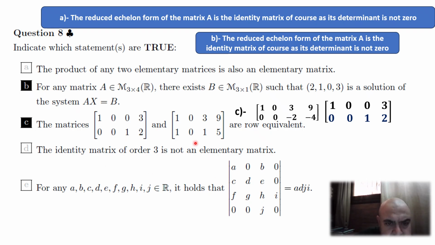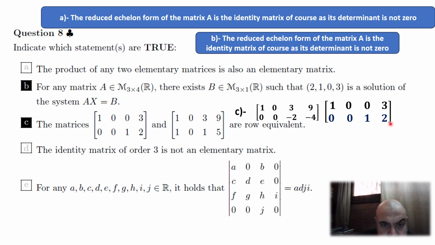For question number C, the matrices with rows (1, 0, 0, 3) and (0, 0, 1, 2), and the matrix with rows (1, 0, 3, 9), (1, 0, 1, 5) are row equivalent. In order to check this, try to get the reduced echelon form for both of them. If it is the same, they will be equivalent. I remark that the first matrix is in reduced echelon form, so I will have to work out the second. Multiplying the first row by a negative and adding it to the last row will give you this. And then dividing the last row by -2, or multiplying by -1/2, you will have this new row. Multiply by -3 and add, and this is the matrix that you are comparing.